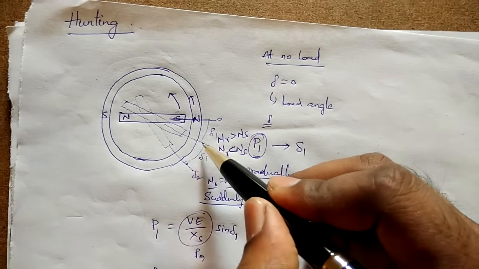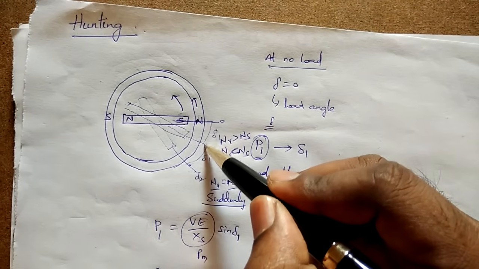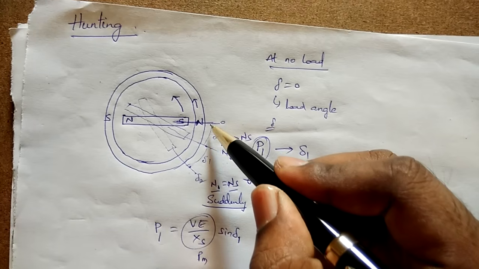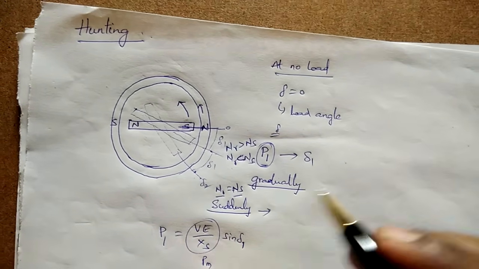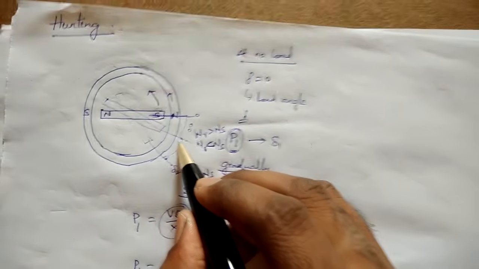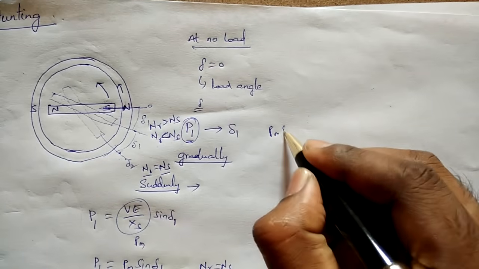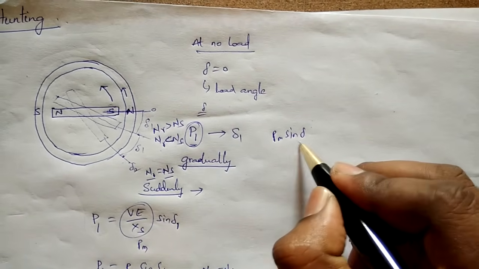So Nr is greater than Ns, it has to decrease. So it will move like this. That means it has to decrease the power input, so that Nr will decrease. Understand? So Pm sin delta should be decreased.